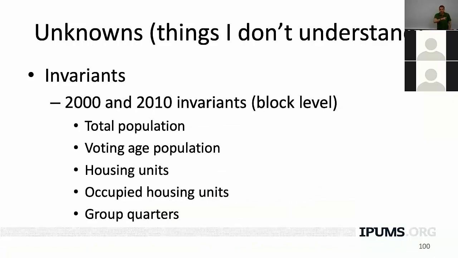These were the invariants in 2000 and 2010 at the block level, just showing that invariants, for small geographic levels, have long been part of the Census Bureau's process. In 1990, race was also invariant at the block level, according to one of John Abowd's presentations he gave at a FESAC or a CSAC meeting.